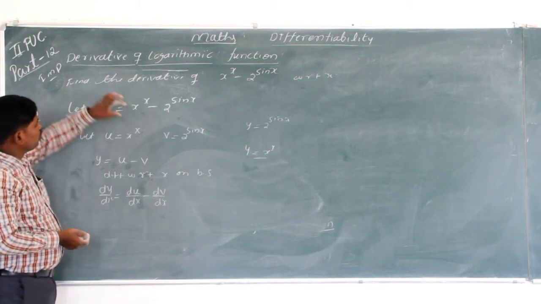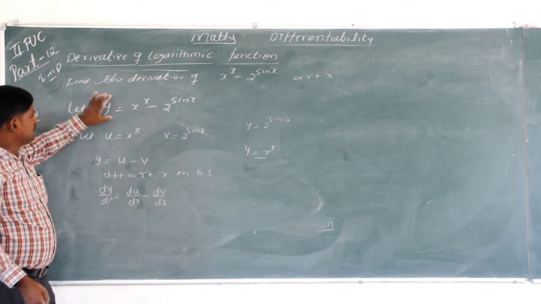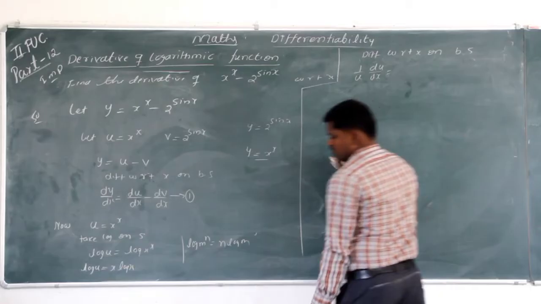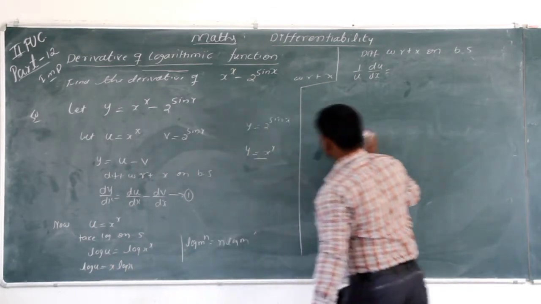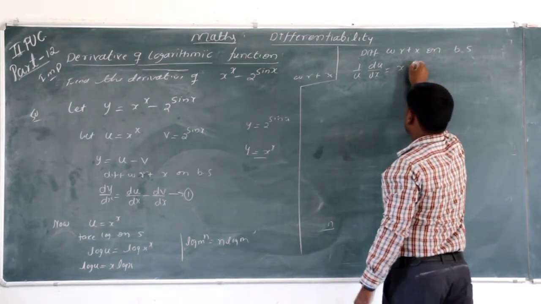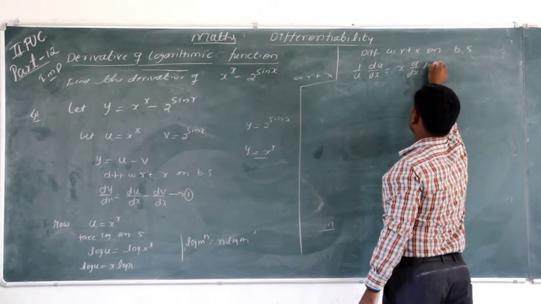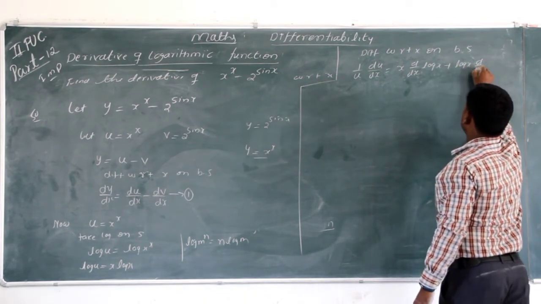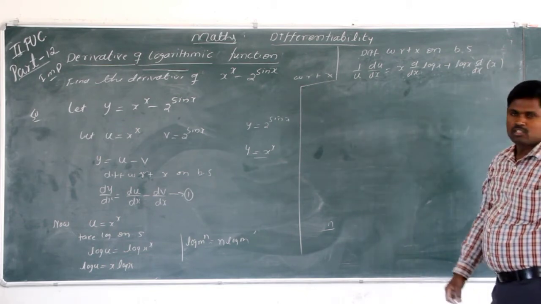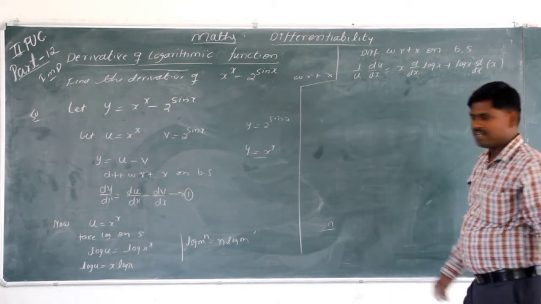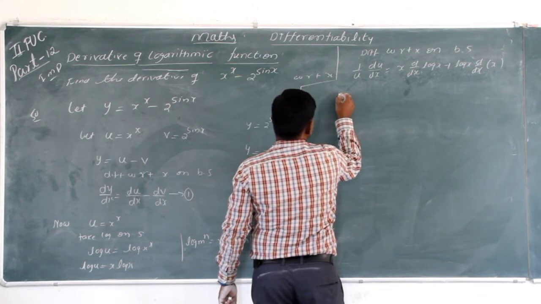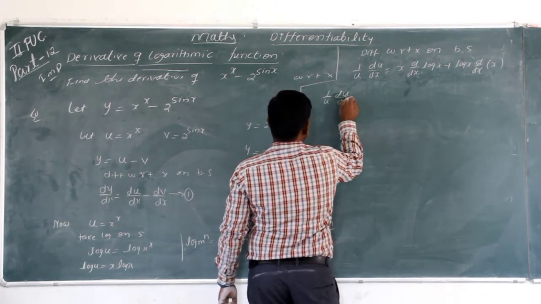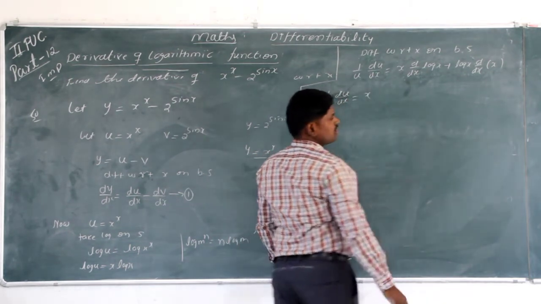Therefore, to find the derivative of y is equal to x to the power of x minus 2 to the power of sin x, it is essential to find it using the product formula u into v: the first function written as it is, x into d by dx of log x, plus log x, the second function, into d by dx of the first function. So by using the product rule, now 1 by u into du by dx is equal to x into the differentiation of log x, which is what?